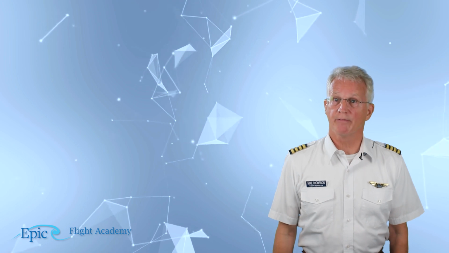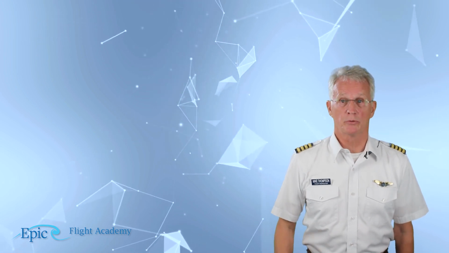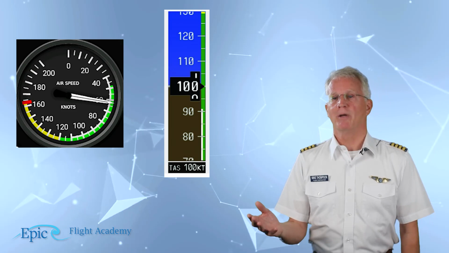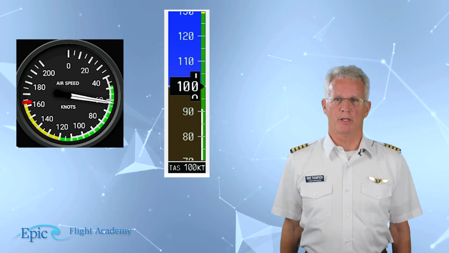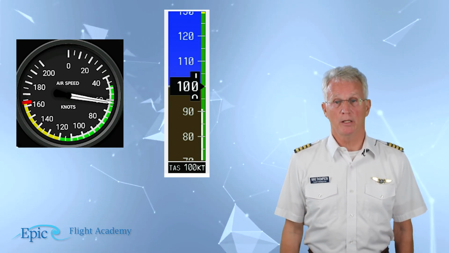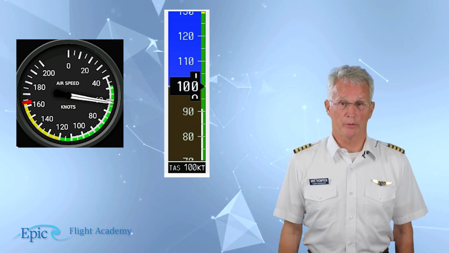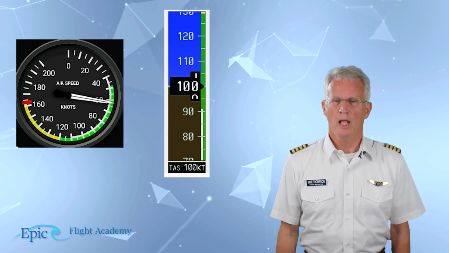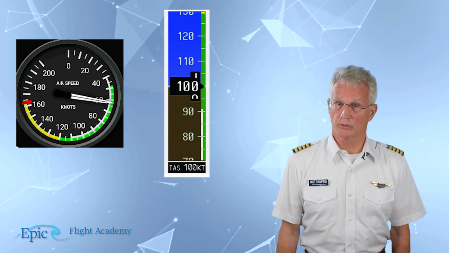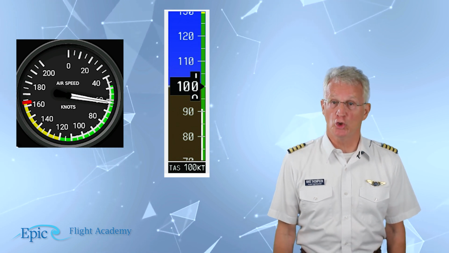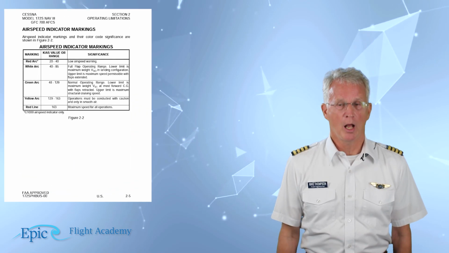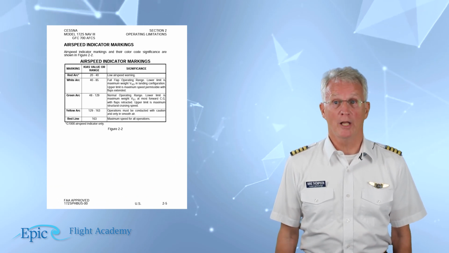Airspeed indicators have colored arcs, and these arcs, or ranges, have specific meanings for a pilot. Pictured here is both a mechanical or round dial airspeed indicator and an airspeed indicator from the G1000. Notice the color arcs. Airspeed indicator markings are shown in section 2 of your POH, in figure 2-2 on page 2-5.